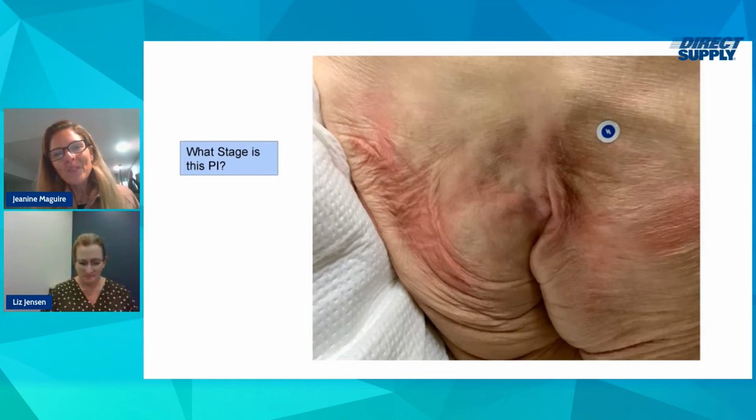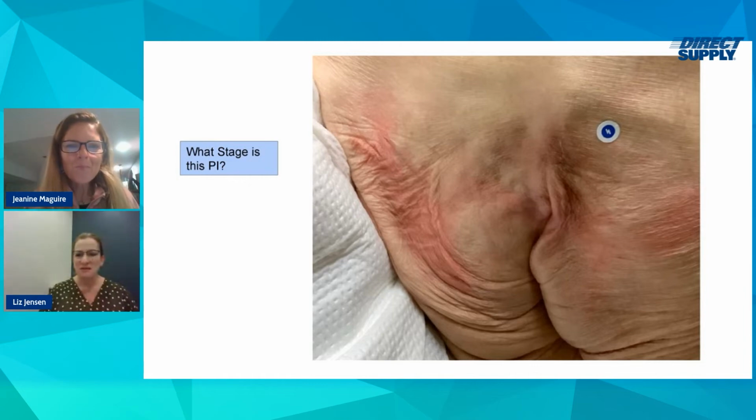Okay, so this is intact skin, but you can see some areas that are hyperpigmented. And when I press down on them, they are not blanching. So this is a pressure injury. What stage do you think this one might be?